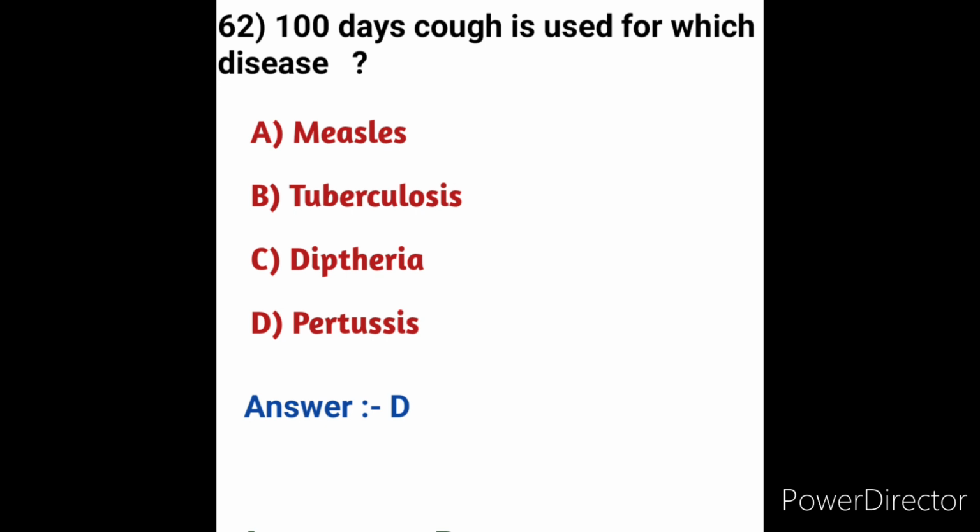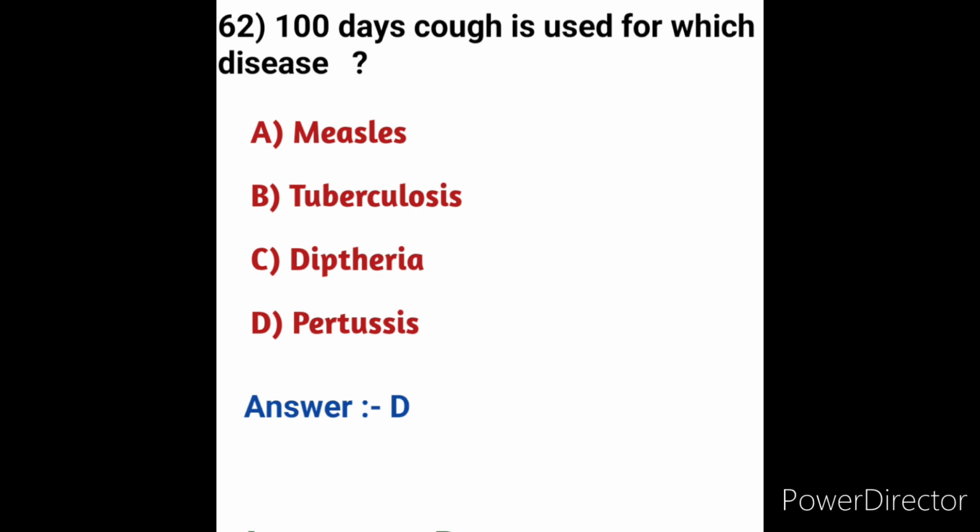The 100 days cough means continuous cough will be there in some patients for 100 days. Which condition causes it? The 100 days cough is a highly contagious bacterial upper respiratory tract infection caused by Bordetella pertussis. Option D is the correct answer, commonly known as whooping cough also. The term pertussis is whooping cough.